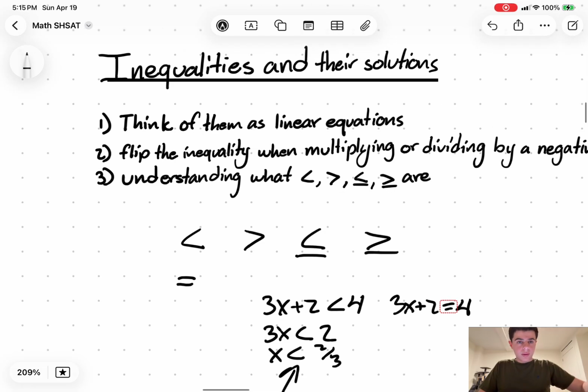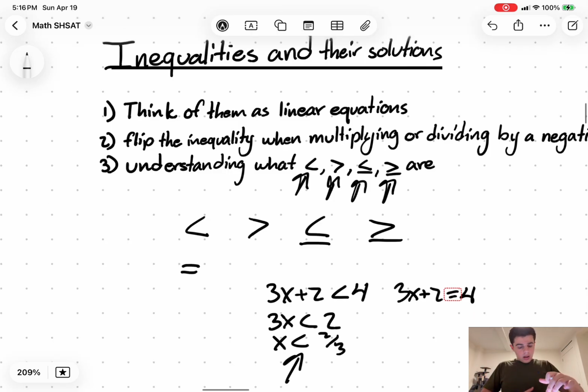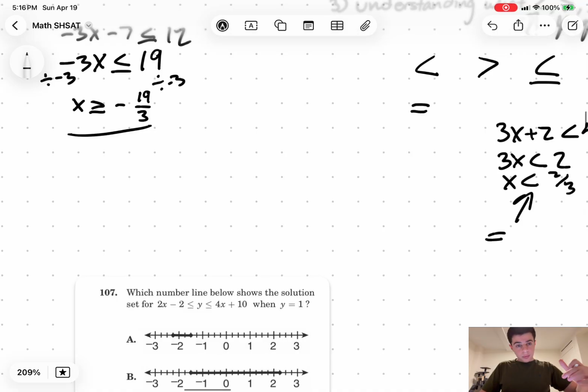And my third tip applies more to word problems, and we'll get to that later on. It's just understanding what less than, greater than, less than or equal to, and greater than or equal to mean, how to apply them in certain situations, and how to graph them, what they literally mean: that anything on the left is either greater than, less than, or equal to the thing on the right. So with that, let's just do some practice problems.